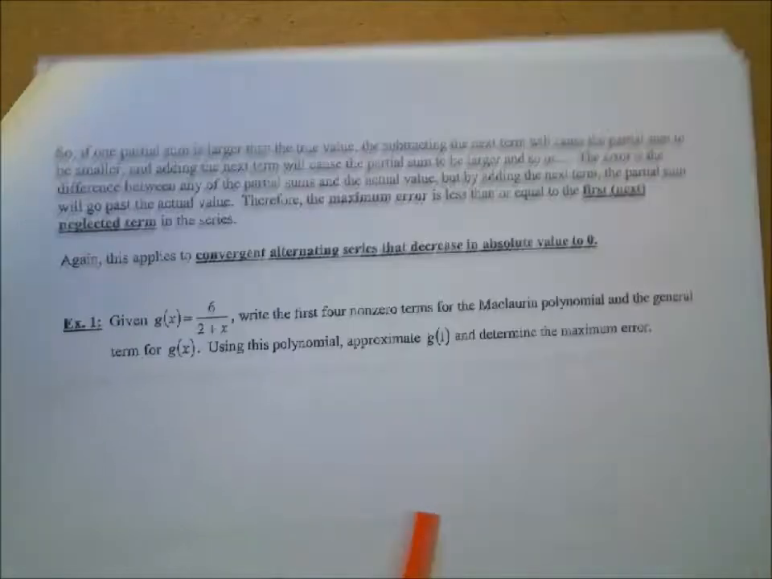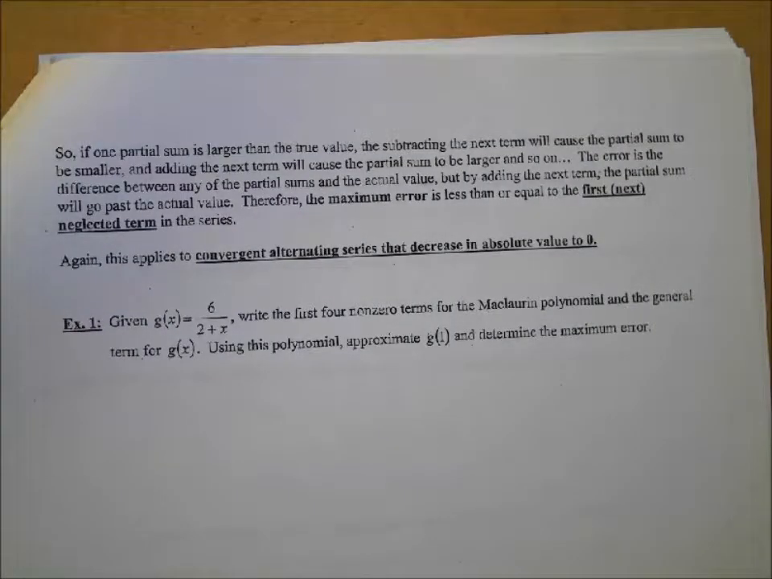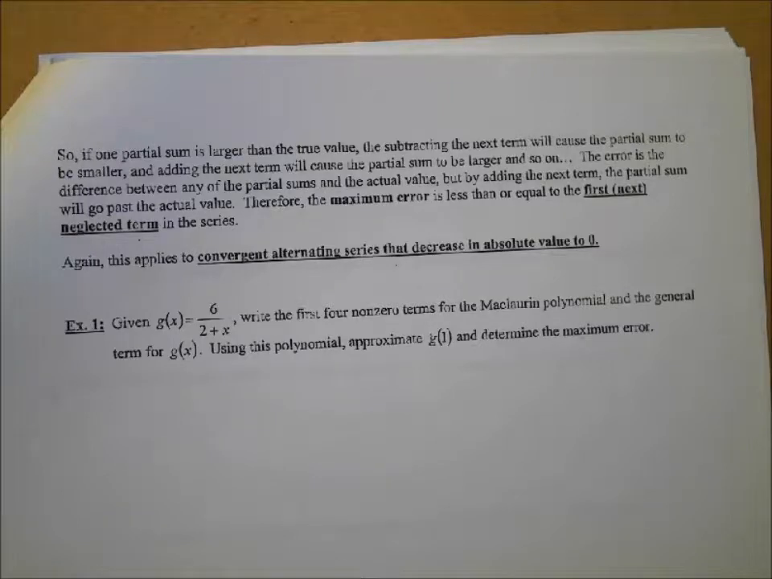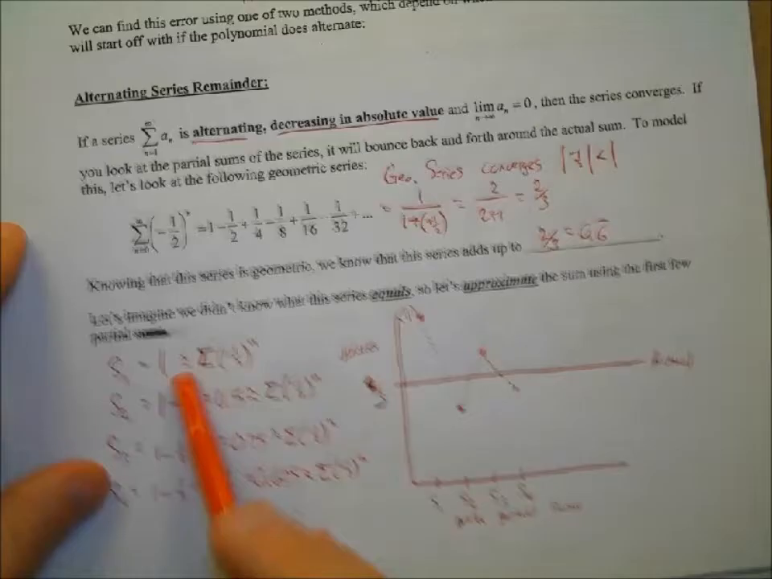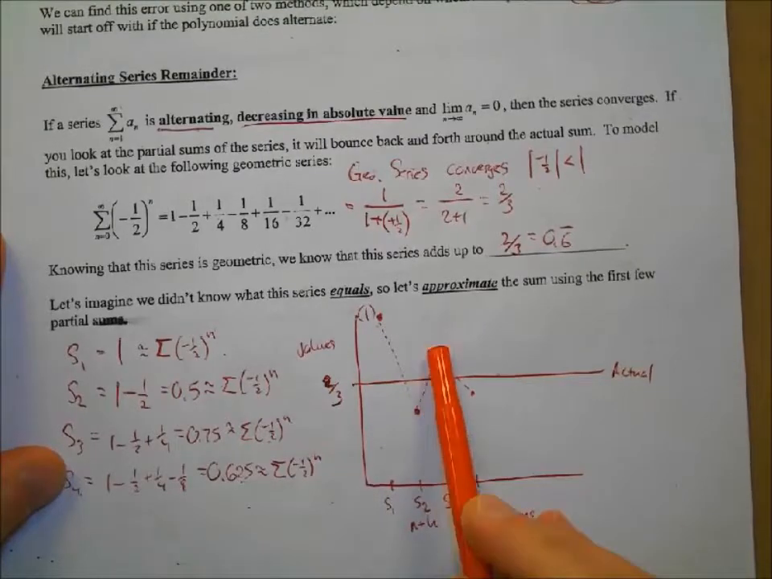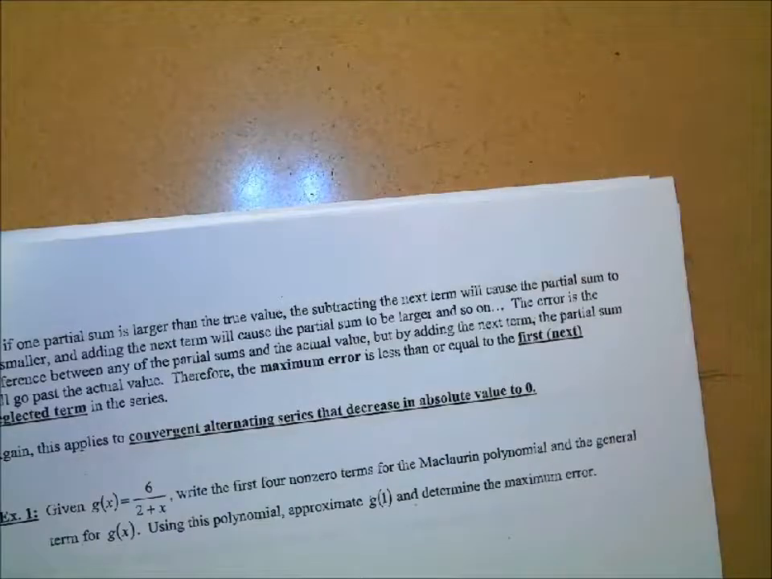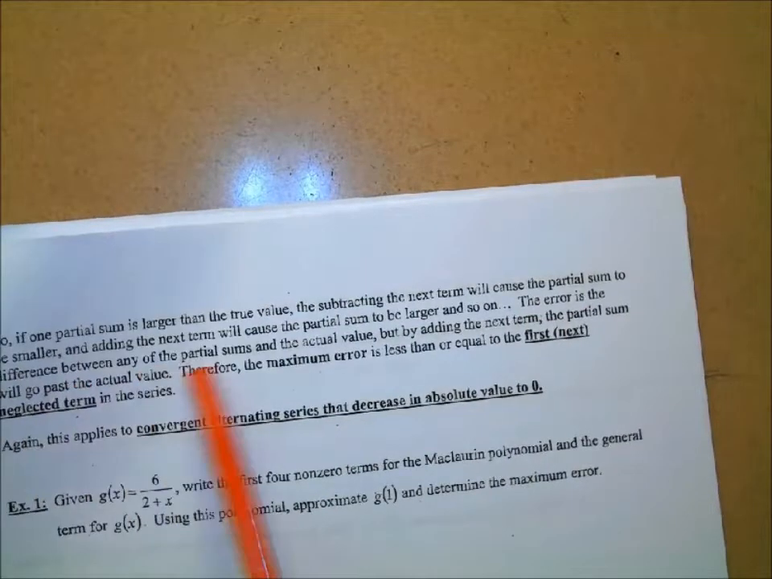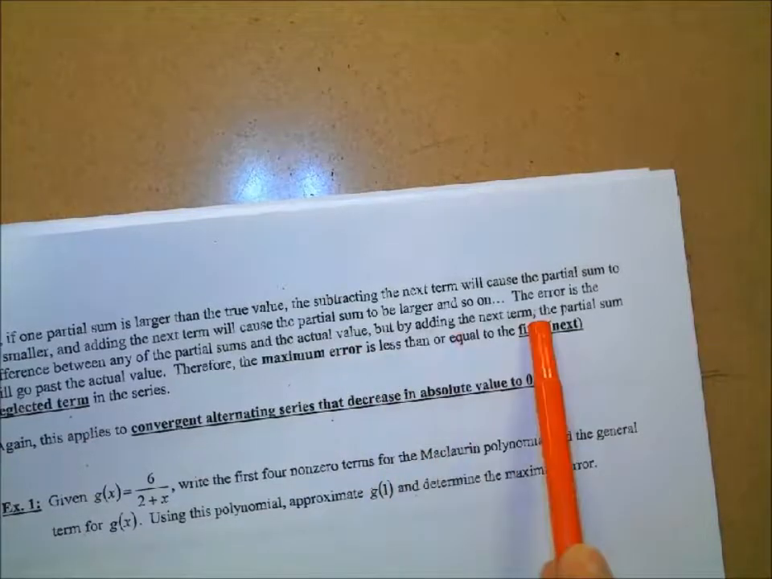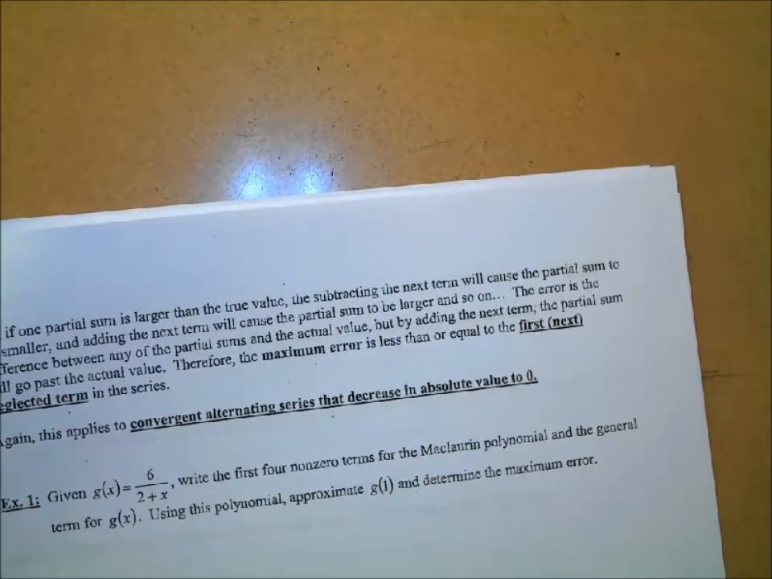So if one partial sum is larger than the true value, subtracting the next term will cause the partial sum to be smaller, and adding the next term will cause the partial sum to be larger, and so on and so forth. So again, we started with a positive term, subtracted a certain quantity, then added a certain quantity, then subtracted a certain quantity, like that. The error is the difference between any of the partial sums and the actual value, but by adding the next term, the partial sum will go past the actual value. So therefore, the maximum error will always be less than or equal to the first neglected term in the series.